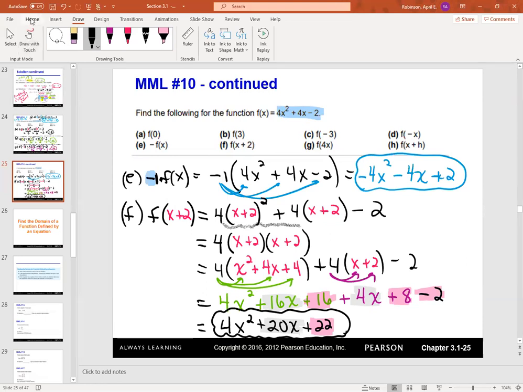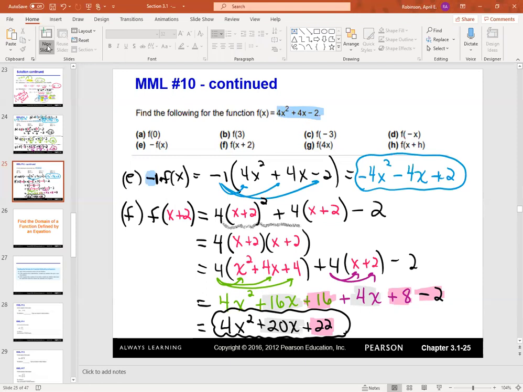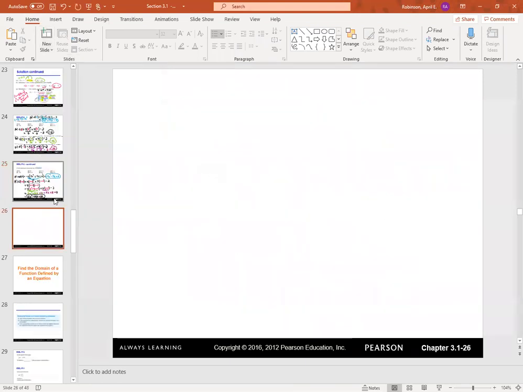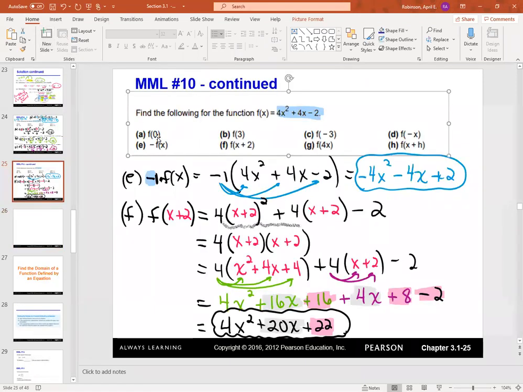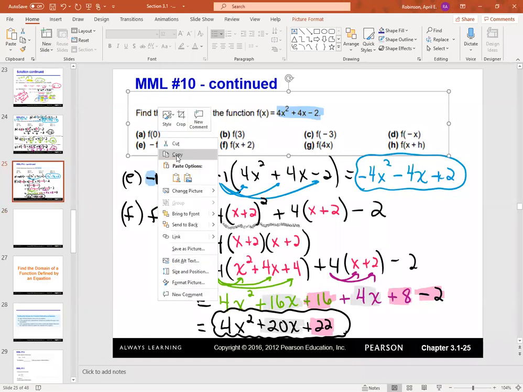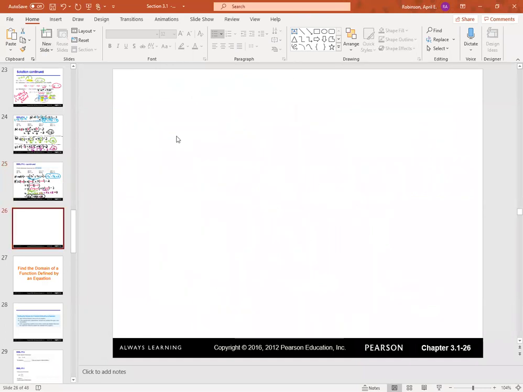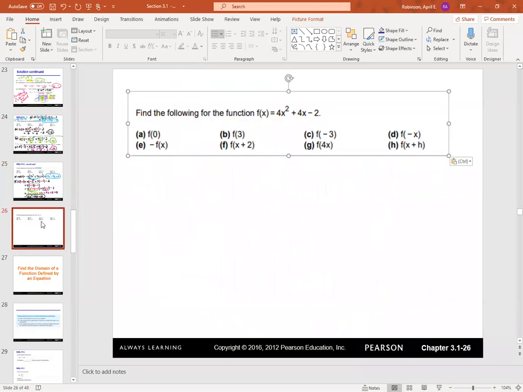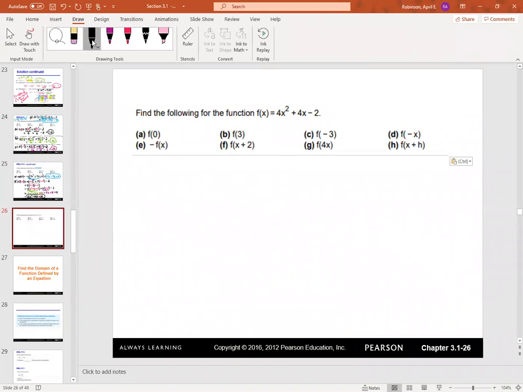I think I'm going to have to insert another slide here. Sorry. And a blank one. And can I copy this? Copy, paste. There we go. All right, so now I have to do G. G is f of 4x.